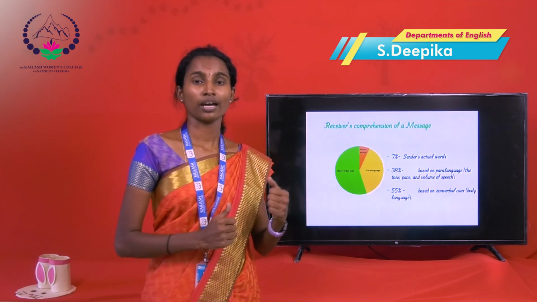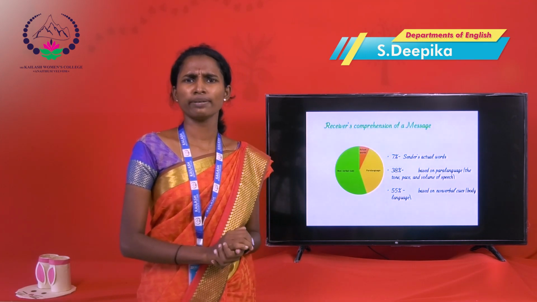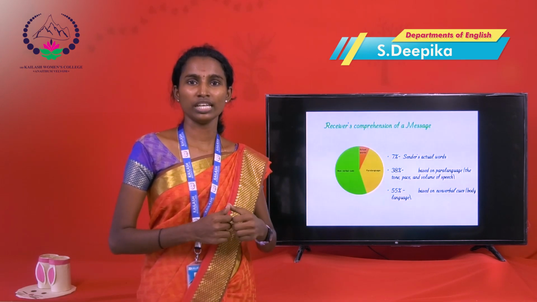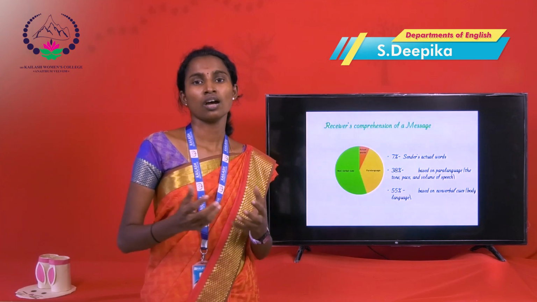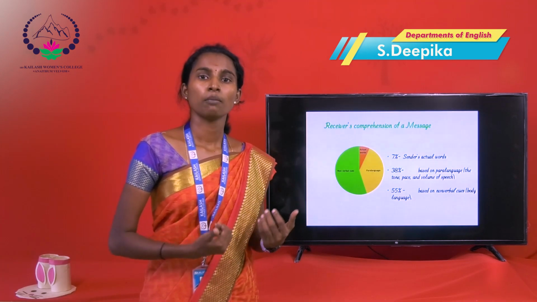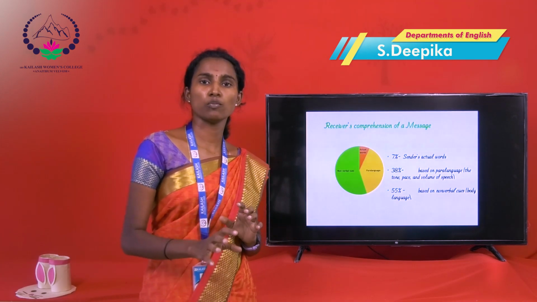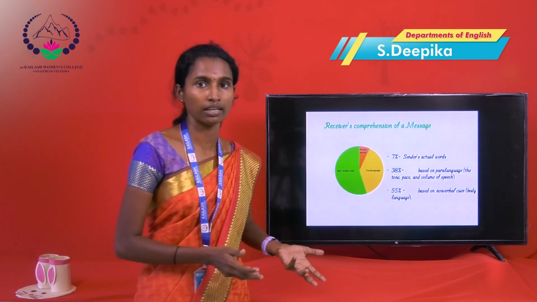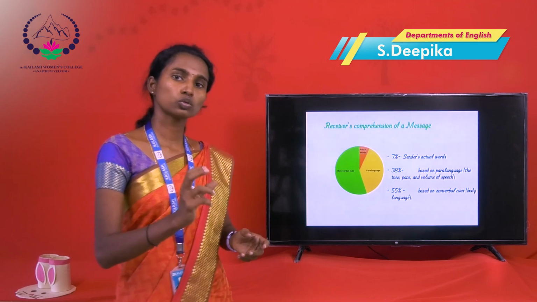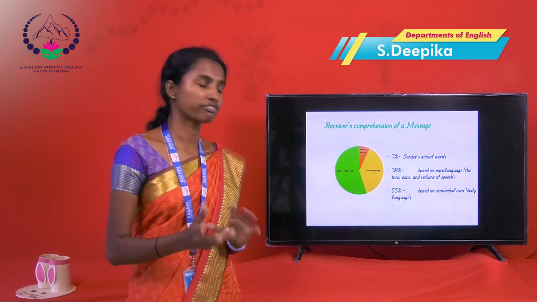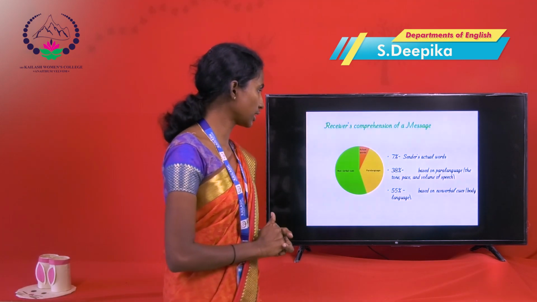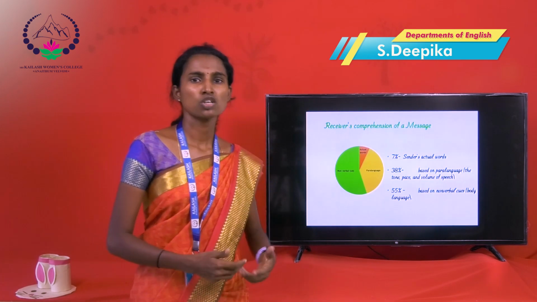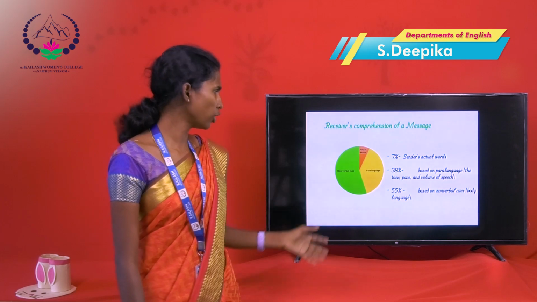But alternatively, we are watching English movies, right? We do not need to know English completely. By watching the emotions and expressions of the actors, we can understand what is going on on the screen. So that is the important thing. The tone makes the meaning perfect. And 55% is based on non-verbal cues, that means our body language. So this is the important pie chart.